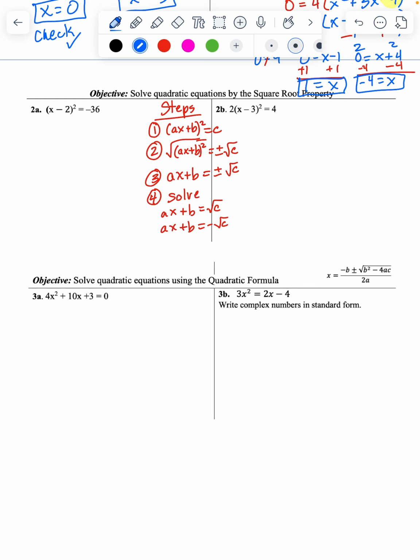So parentheses x minus 2 close parentheses squared equals negative 36 is already in the correct format for step 1. So I can take the square root of both sides. And when I do that, on the left-hand side, the square and the square root cancel, so it's just x minus 2. On the right-hand side, I have a positive and a negative square root of 36, and that simplifies similar to what we did in the previous notes.